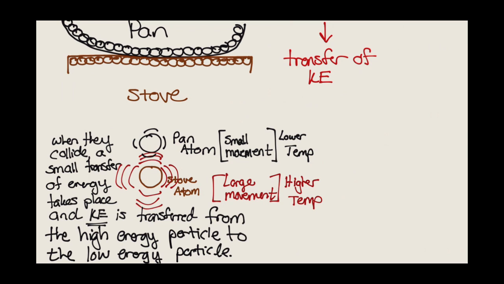And so what's happening here is when we heat up the stove using electrical energy from the wall, the two particles are going to collide. They might collide more than once, like you saw in the demonstration with Jackson. When they collide, a small transfer of energy takes place, and kinetic energy is transferred from the high energy particle, the one that's moving crazy, to the low energy particle. This, again, is the essence of conduction.